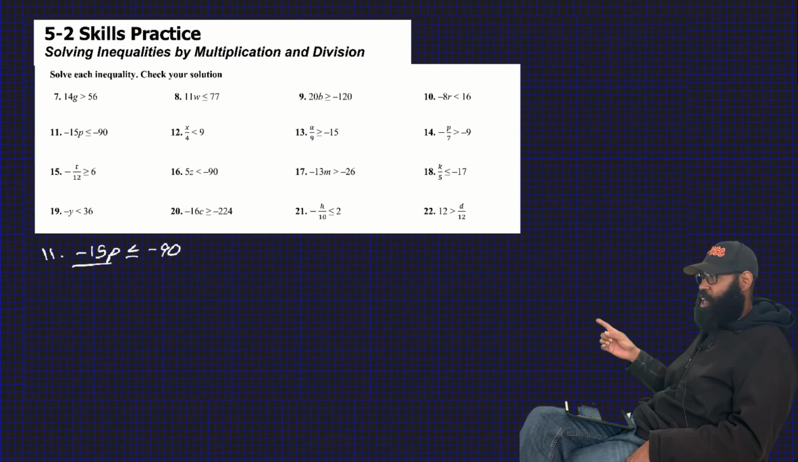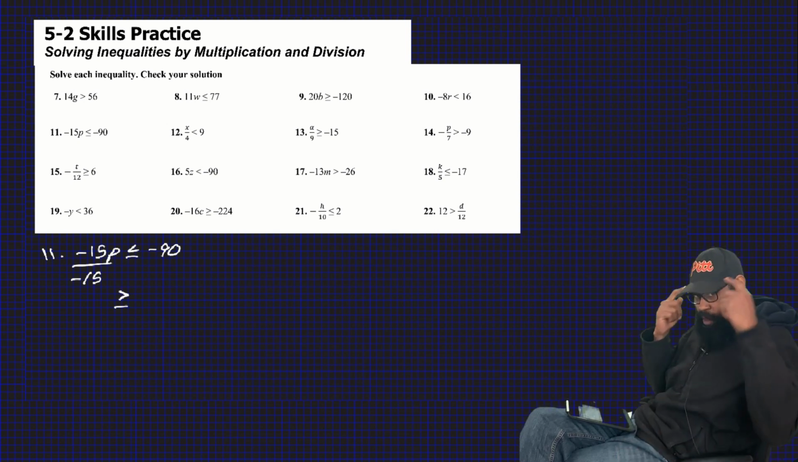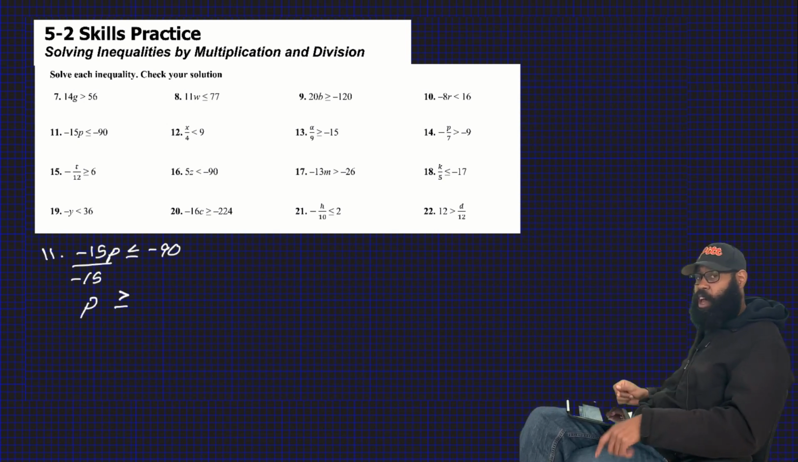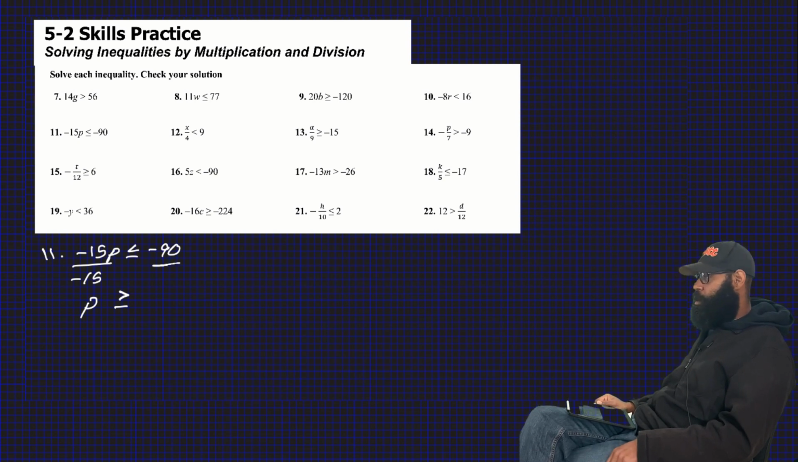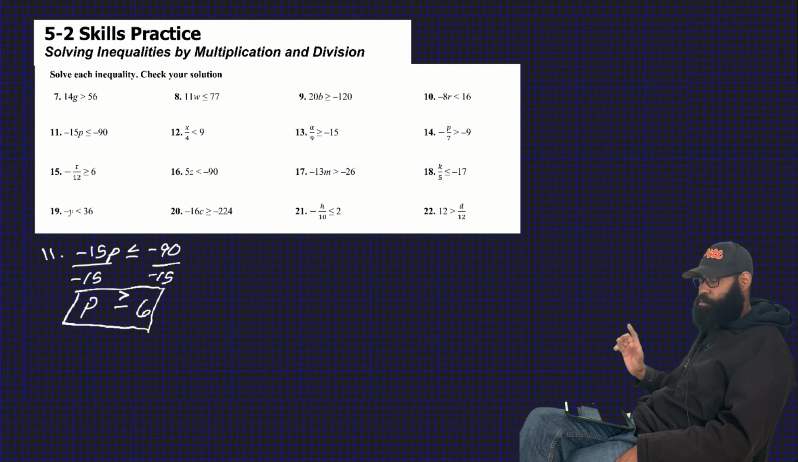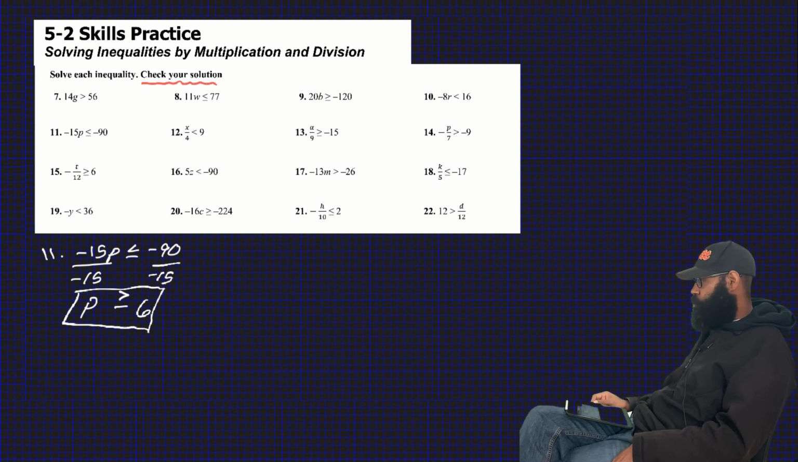So is my coefficient negative? Yes. As soon as I see a negative coefficient, my brain, your brain, flip the sign. So P is greater than or equal to now, 15 goes into 90 six times. And again, I'm just pumping through these, guys.